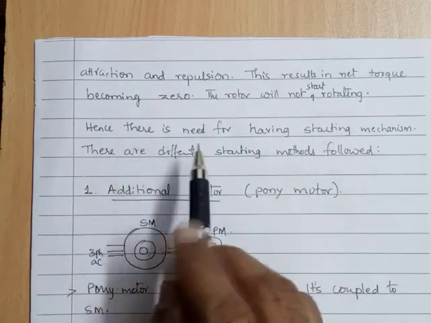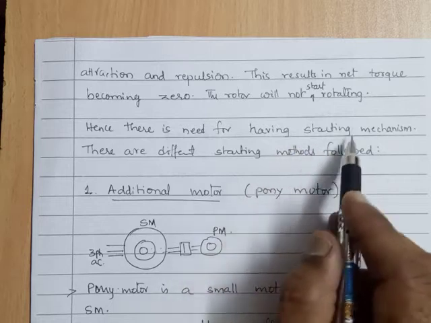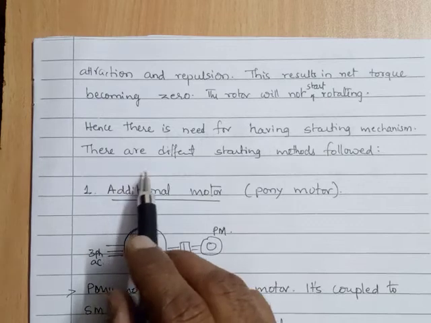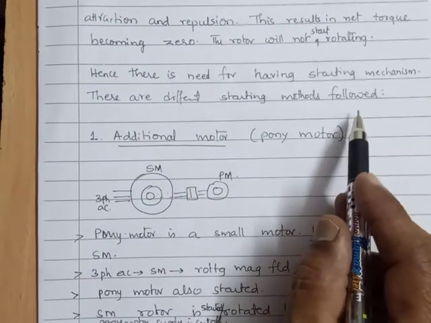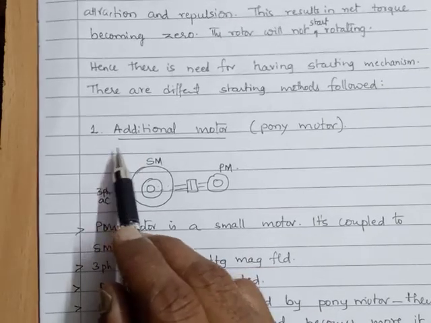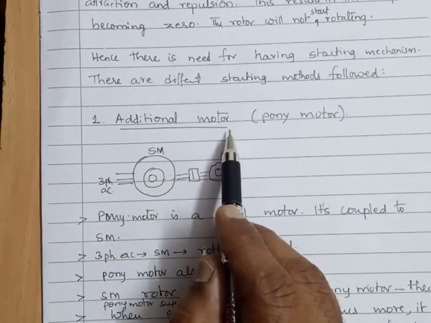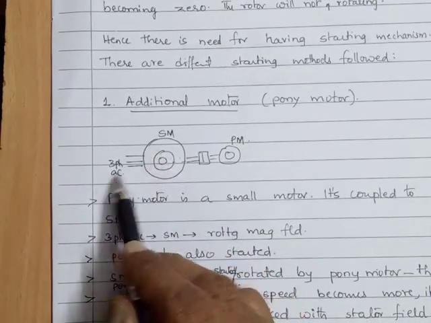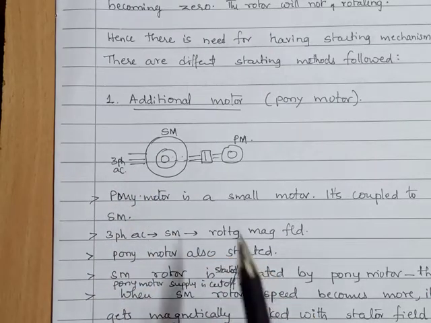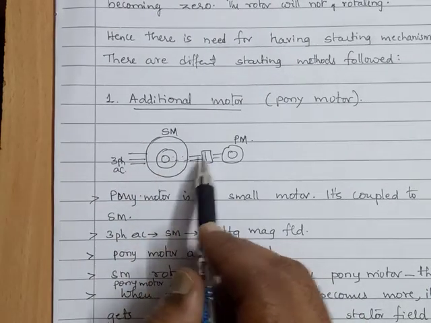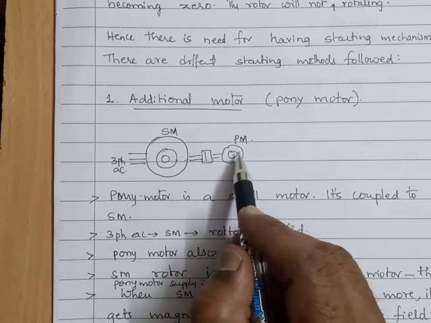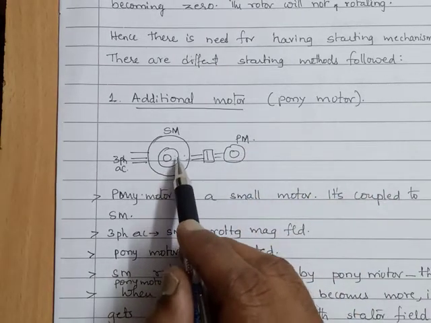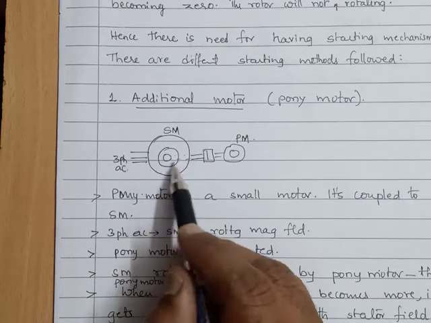That's why there is a need for some starting mechanism. We have to have a starting mechanism. And in the case of the synchronous motor, there are different starting mechanisms. One is using an additional motor, typically called a pony motor. So we have the synchronous motor with a normal three-phase AC supply, and then the shaft of the synchronous motor is coupled to a small motor, which is called a pony motor. What is done in the beginning? The poles on this synchronous motor are not energized.